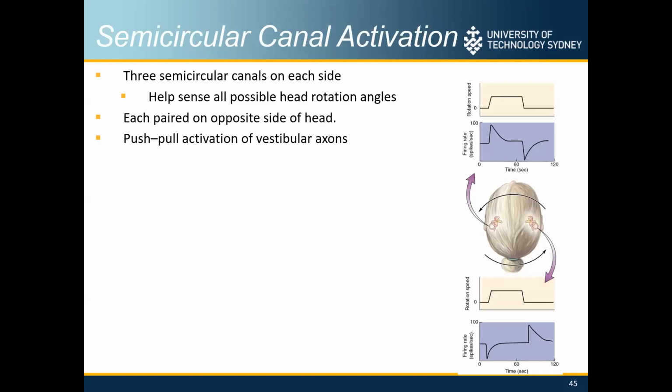The semicircular canal plays a role in detecting head rotation. This has a push and pull effect, whereby both sides of the vestibular labyrinth on your left and on your right will either be activated or inhibited depending on your head rotation. And this is exemplified in the diagram that you see on the right side. So in this case, rotating your head to the left activates your left semicircular canal and inhibits the activity on the right semicircular canal.